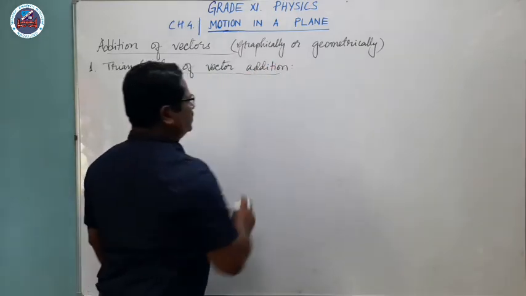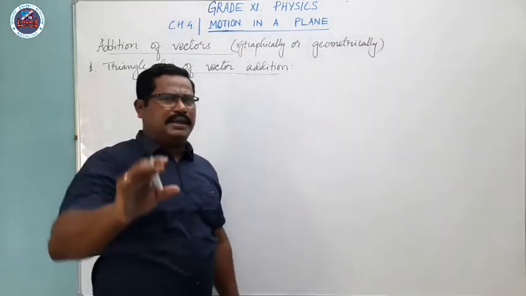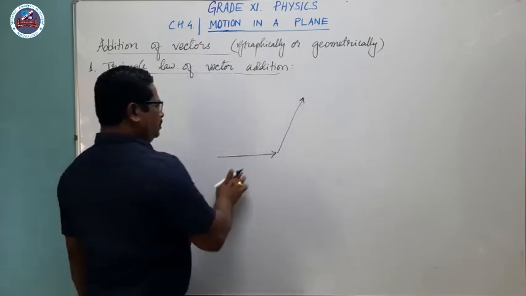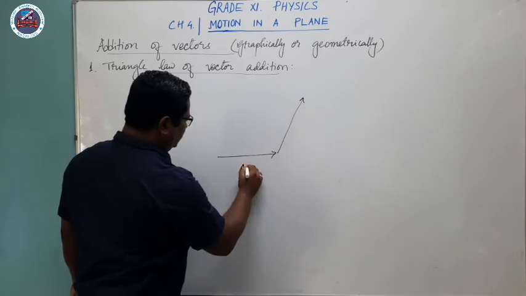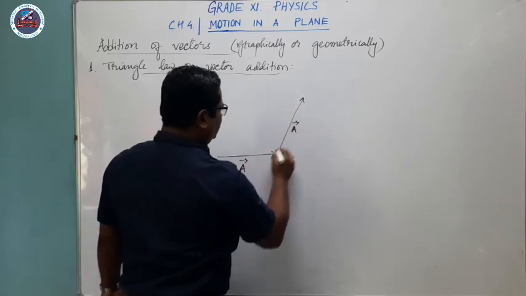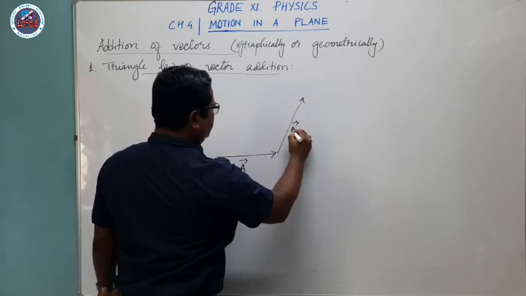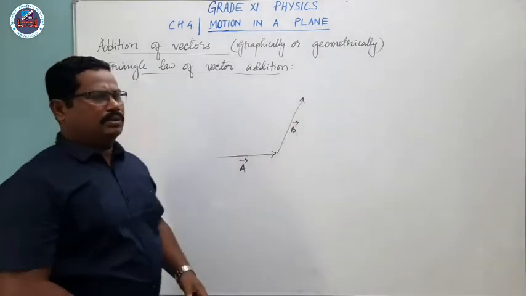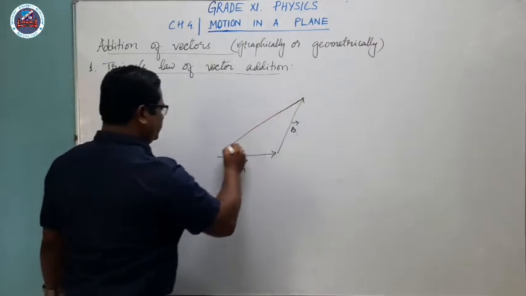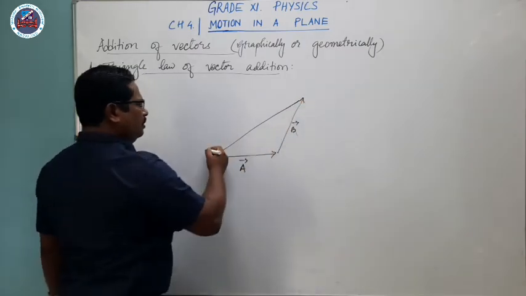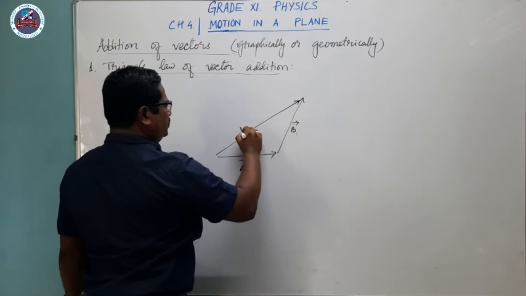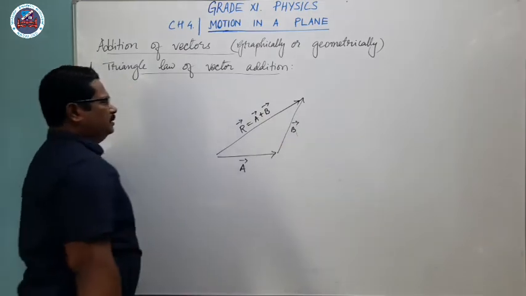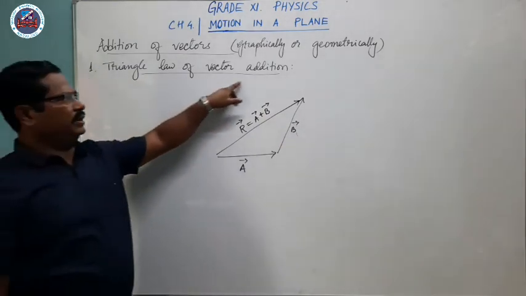This law states like this: if two sides of the triangle are taken in the same order, the moment we take the two sides of the triangle as vectors, they will have magnitude and direction. Suppose A and B represent the two sides of the triangle taken in the same order, then the closing side of the triangle, taken in the opposite order, will give you the resultant A plus B. This law is popularly known as the triangle law of vector addition.